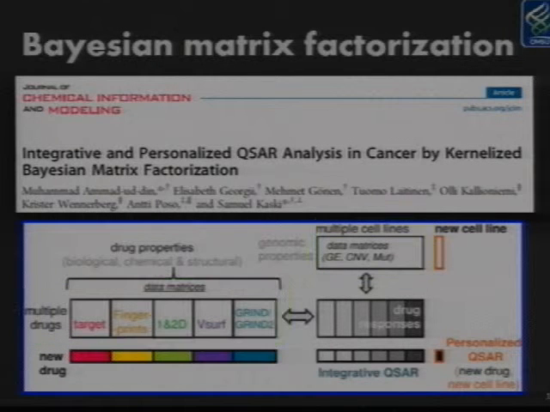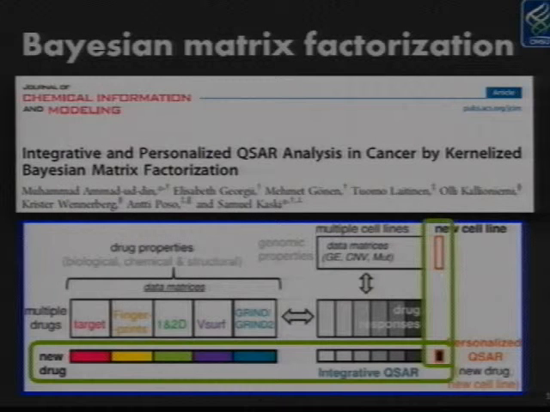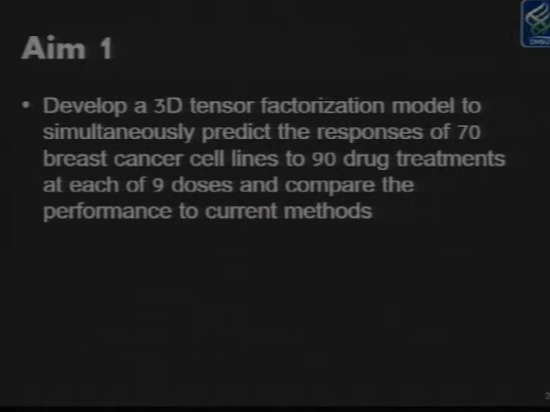And another thing that this allows is that we can add in a new cell line with its genetic characterizations and predict the response for a new cell line, a new drug, or even ultimately a combination of a new cell line and a new drug. So my method expands on this by taking it up another dimension, adding in the response at each cell line, at least for the first aim.